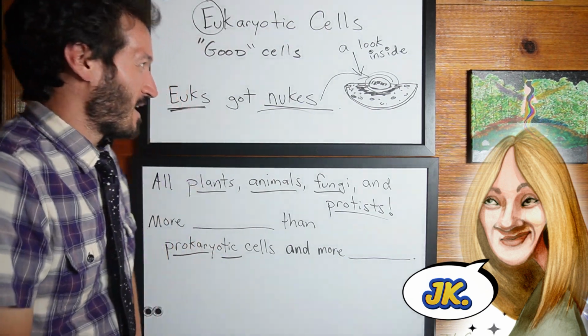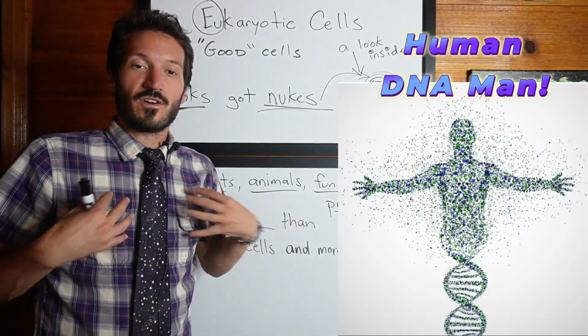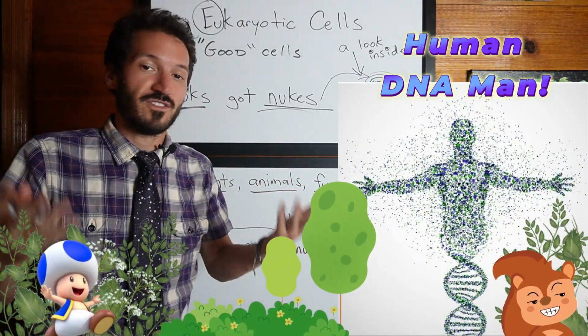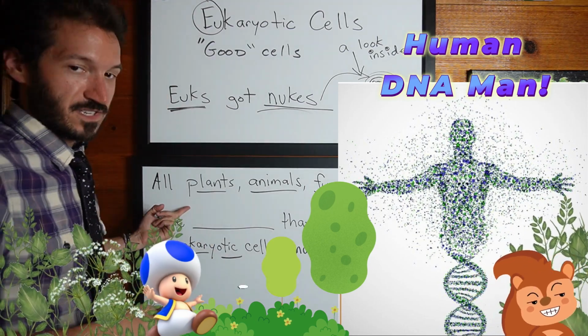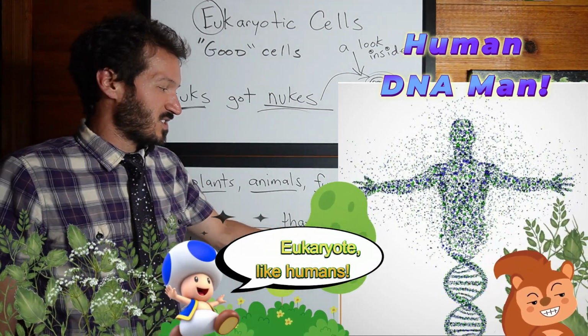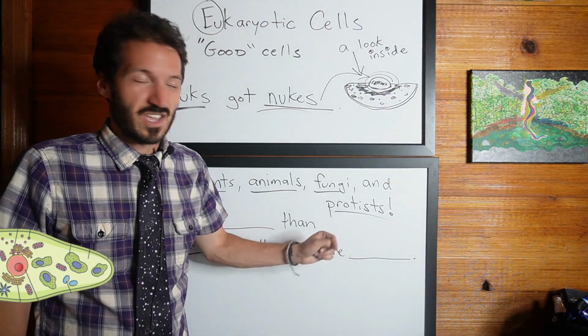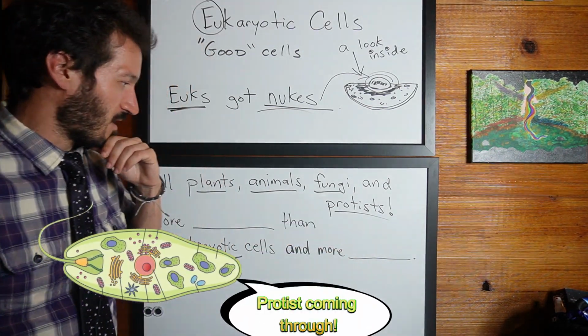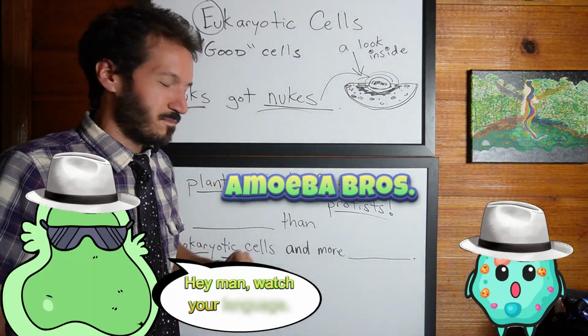Just kidding. As you guessed, we are ourselves eukaryotes, us humans, and all the plants, and all the animals, and all the fungi. Pretty cool, as I have listed here. All plants, animals, fungi, and even these guys. What are these guys? These are protists. Protists are big weirdos. We'll talk about them later on the channel. Don't worry about them too much for now.